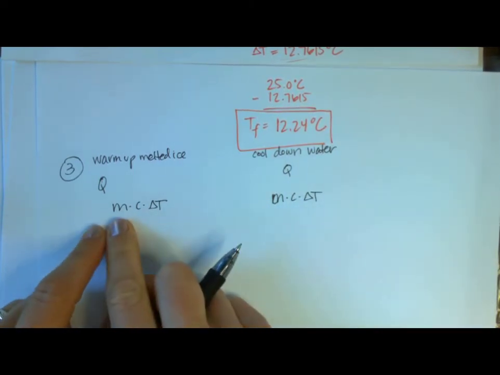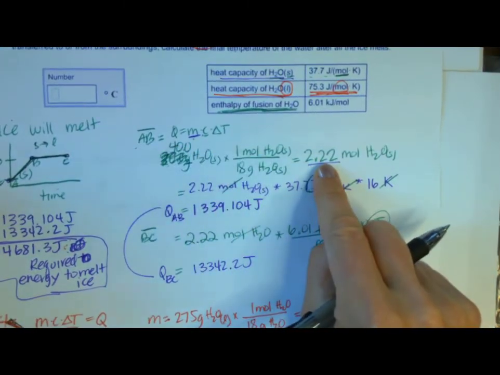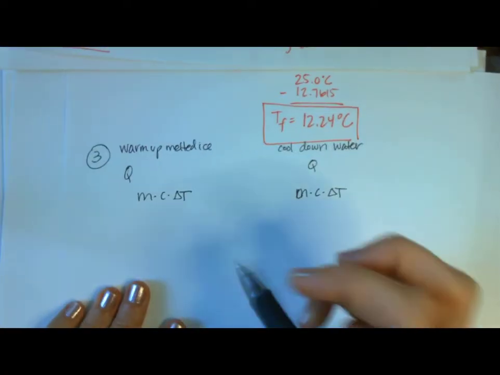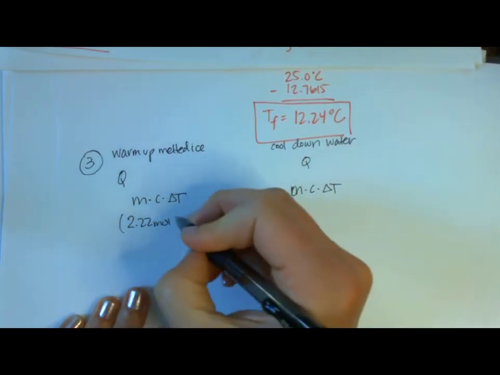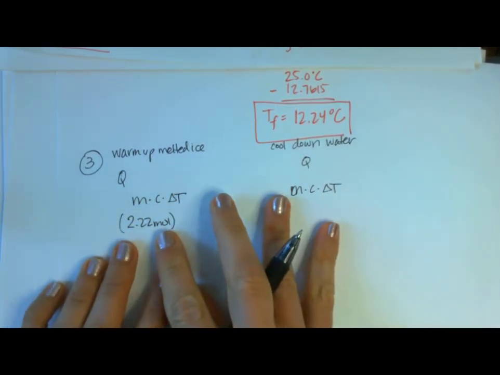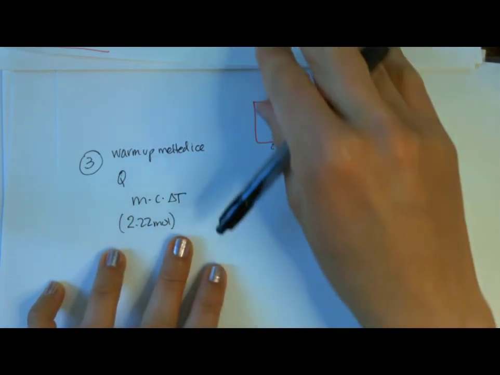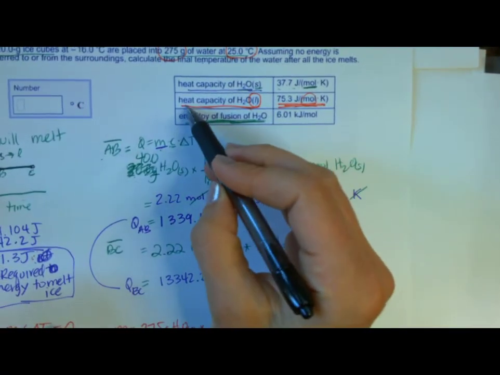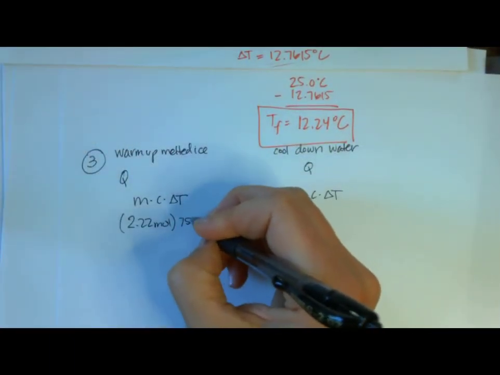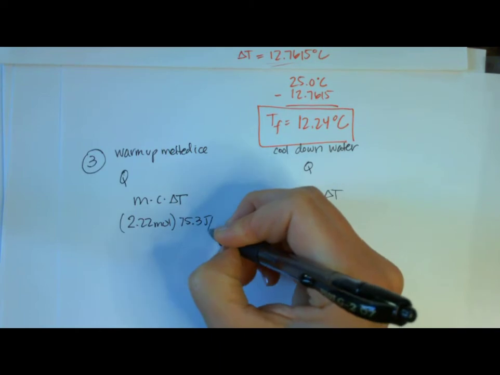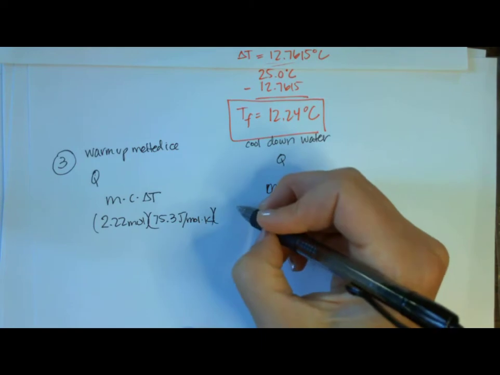So let's take that mass of the ice that we found in moles. We said that was 2.22 moles. So over here, we're going to use 2.22 moles of water. Now at this point, it's no longer ice, it's water, right? We're at 0 degrees, which is water. We've melted it. So we're going to use that specific heat of liquid water, that's 75.3. And that's joules per mole Kelvin. Now we're going to come back to this delta T here in just a second.